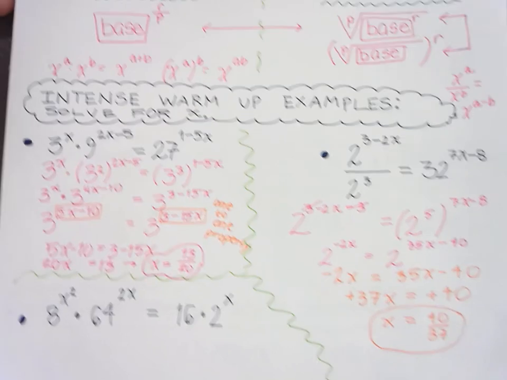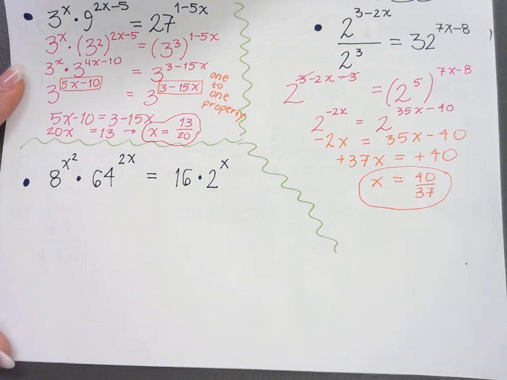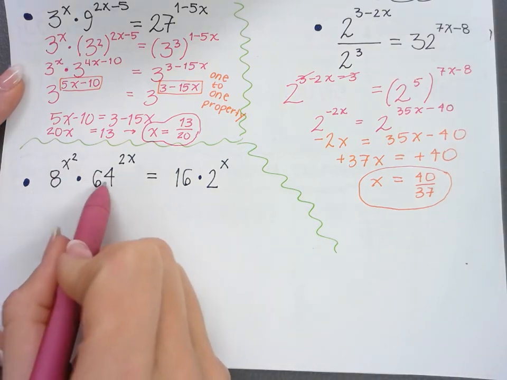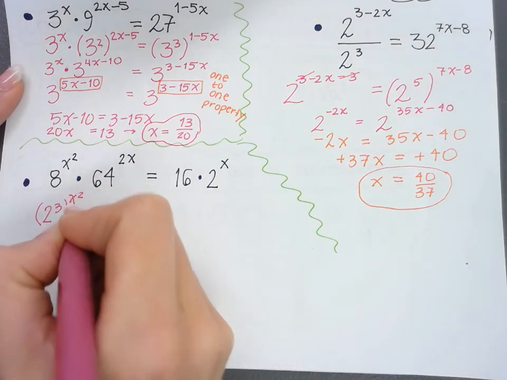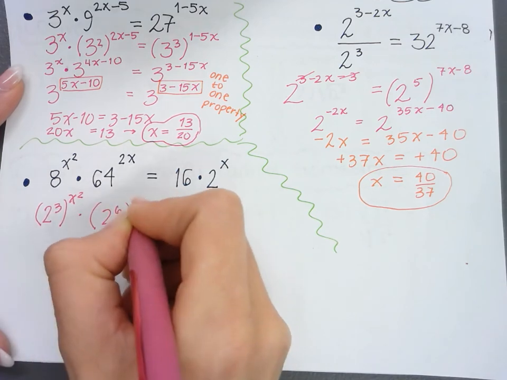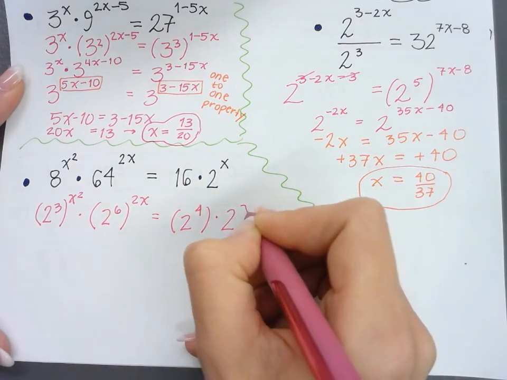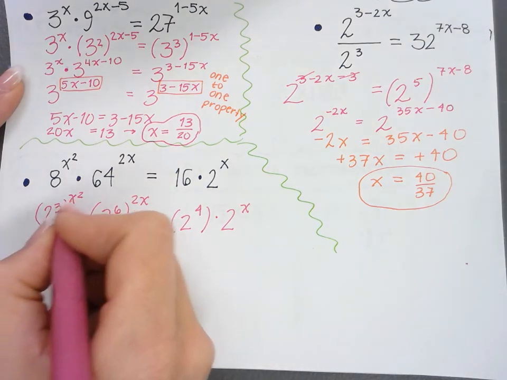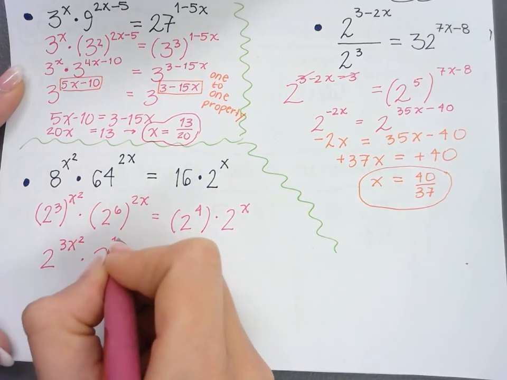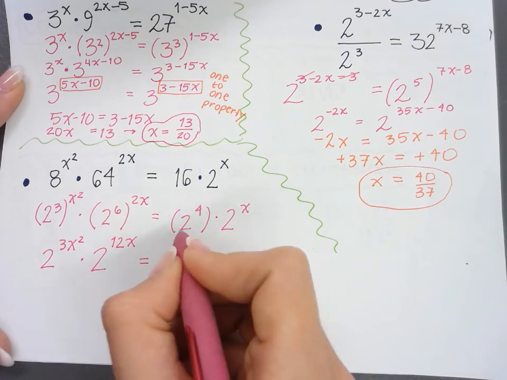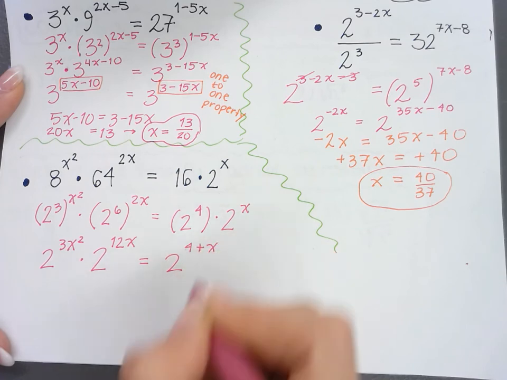Next example in our intense warm-up is this one right over here. What number can I rewrite all of these as a smaller base to a power? I'm going to swap opportunity with 2's. 8 is 2 to the 3rd, to the x squared. 64, 2 to the 6th, to the 2x. 16, 2 to the 4th, 2 to the x, just 2 to the x. I'm going to multiply. 2 to the 3x squared times 2 to the 12x equals, well, I have like bases, I'm going to add the powers. 2 to the 4 plus x.